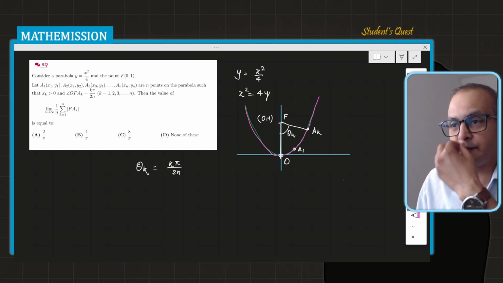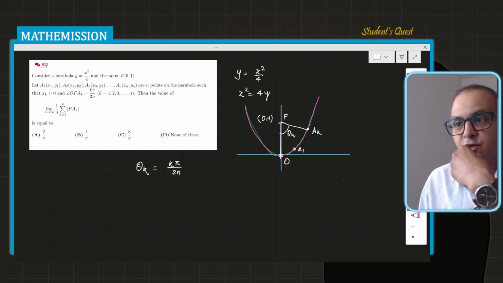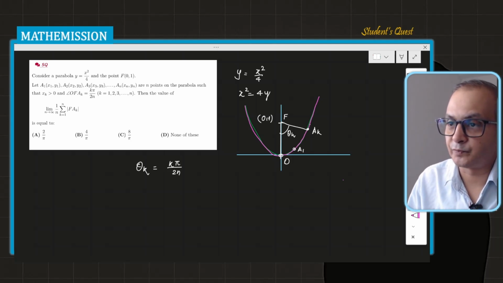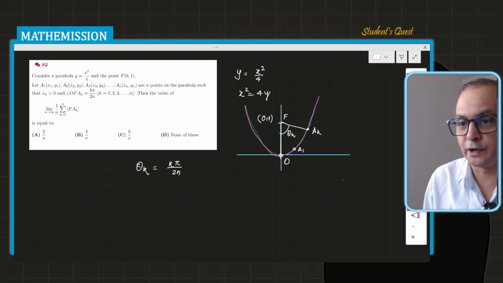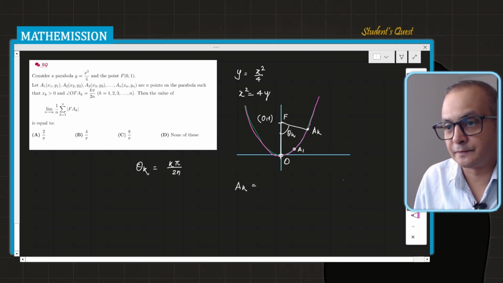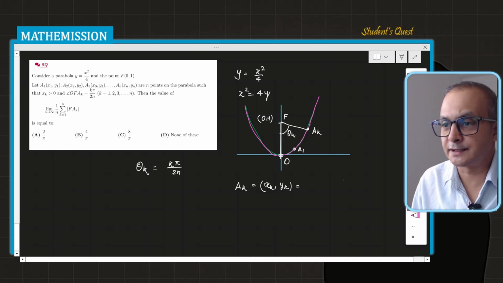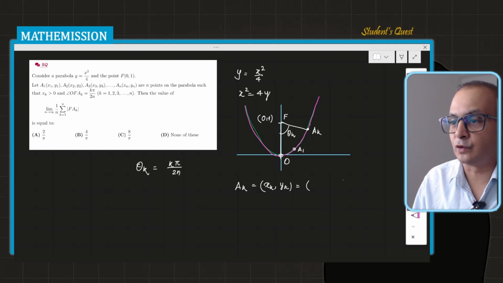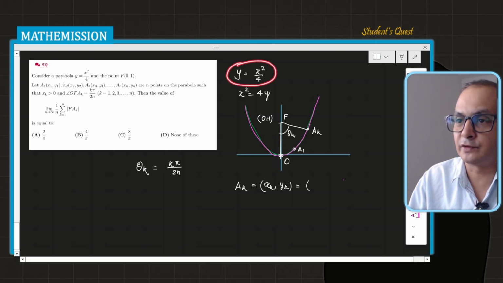Now notice what we can find out. Let's take a parametric point on this curve. So you can see that I can say Ak is (xk, yk), or directly we can write xk, because I have x²/4. So what is the parametric form we can write for that?